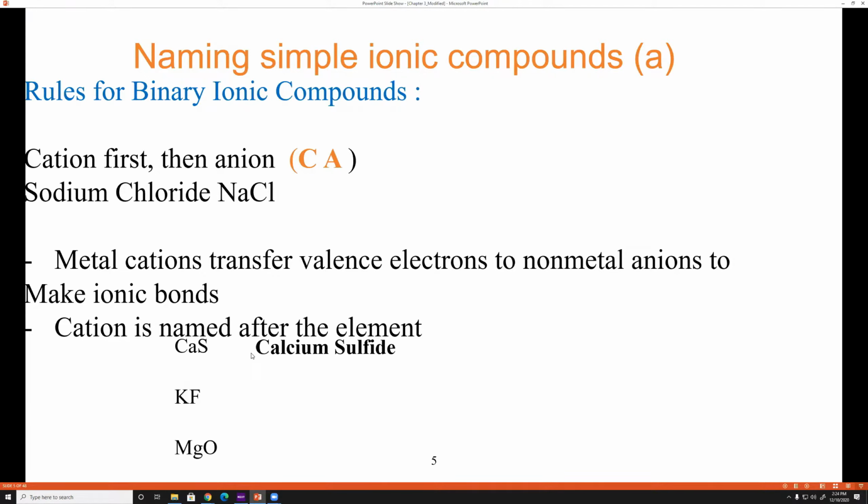For the anion, you would have the name of the element followed by the suffix IDE. You'd have an IDE ending on the name of the anion. So sulfur becomes sulfide. Fluorine becomes fluoride. Oxygen becomes oxide. So you're removing the last syllable and replacing it with IDE. And for ionic bonding, you do not need to use prefixes, meaning di, tri, tetra, whatever the case may be. Those are only for covalent bonds, which we'll see.